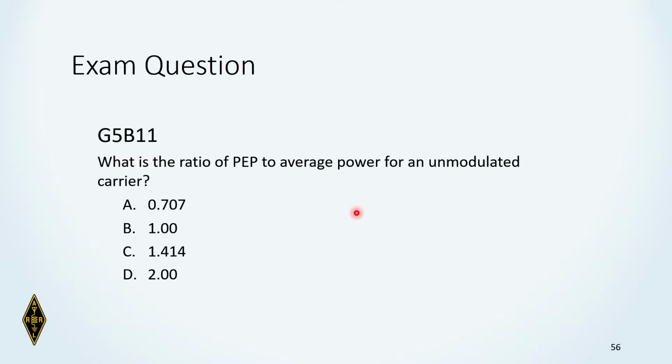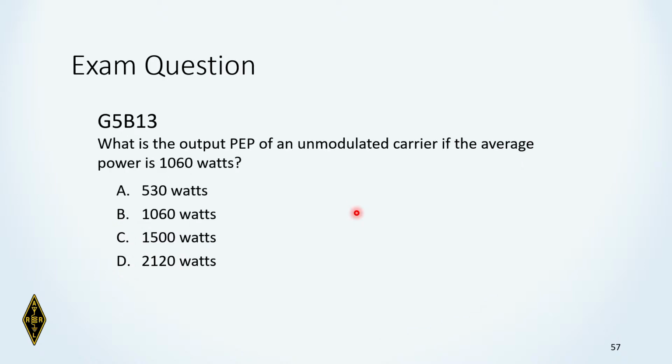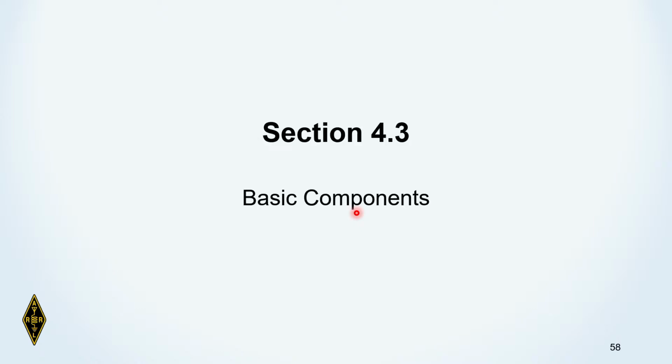What is the ratio of PEP to average power for an unmodulated carrier? Now think about this one. This would be like CW or FM. So it'd be 1. Exactly. Yep. What is the output PEP of an unmodulated carrier if the average power is 1060? Bravo. Yep. So it sounds really weird, but if you can picture that diagram I showed you, you won't miss these. Okay, the next section will be on basic components.